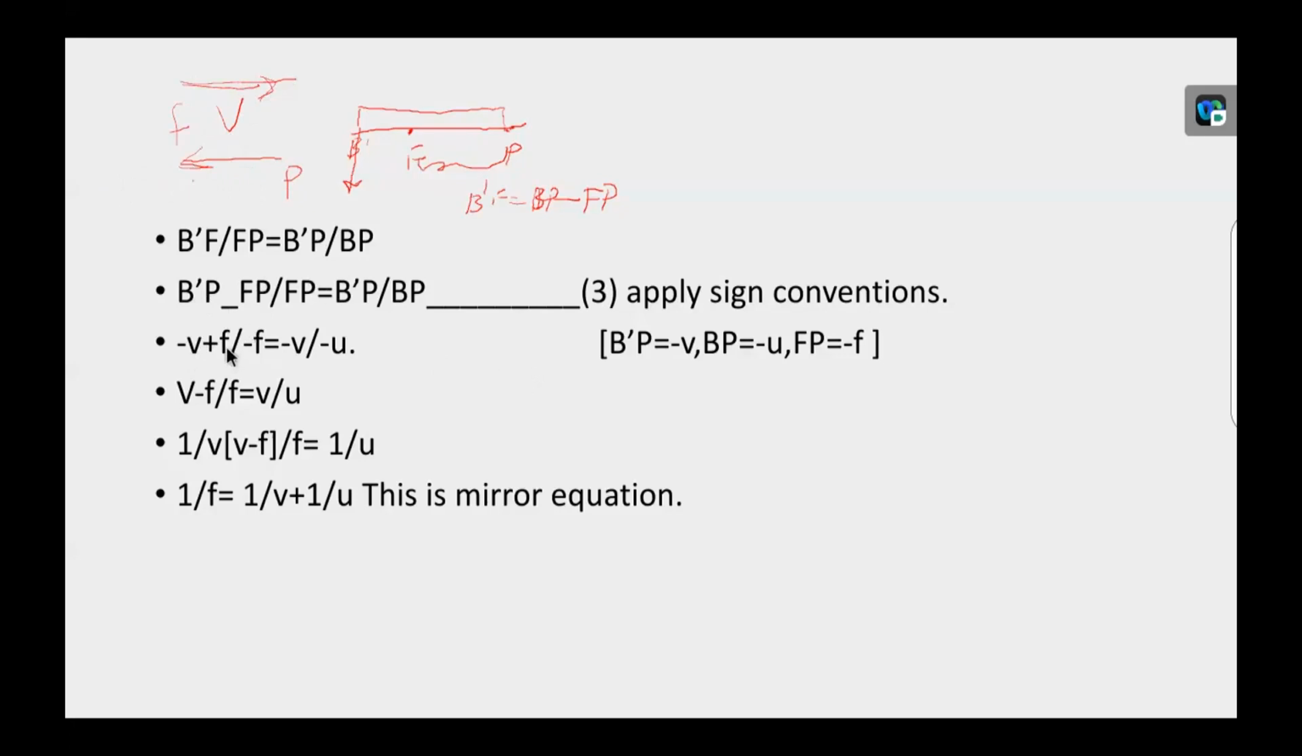We have substituted minus F only, but here a minus sign is there. Minus of minus will become plus. That's why we have written plus F. In the denominator we have got minus F.